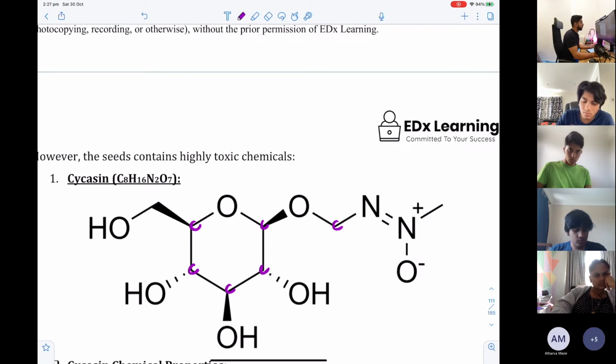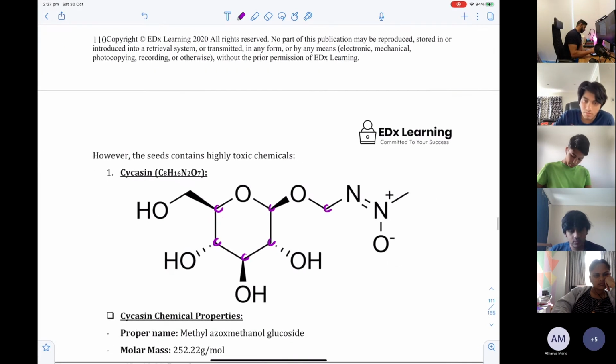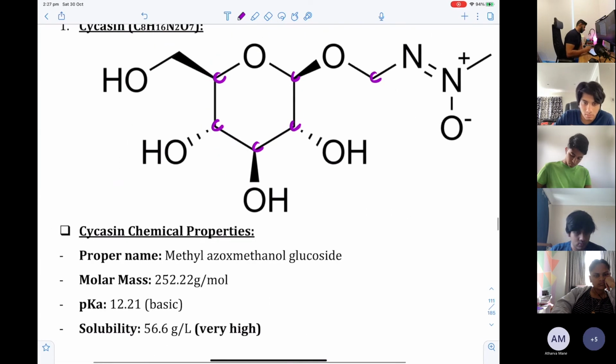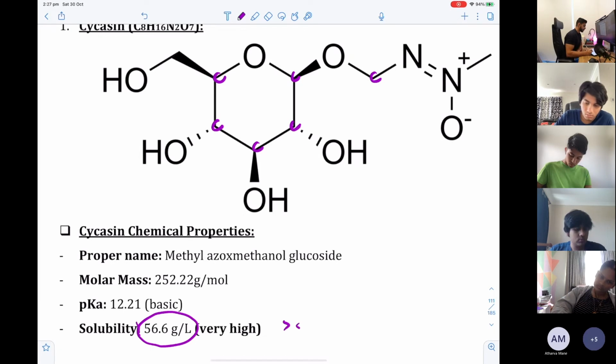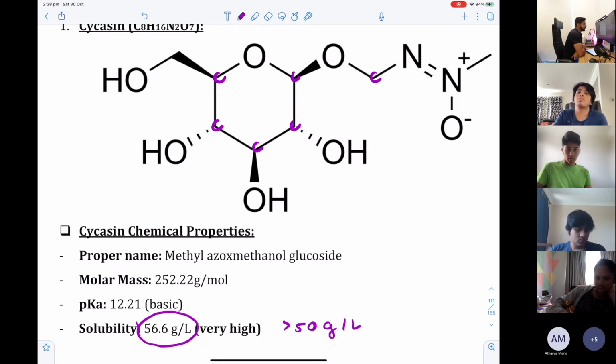Now I want you to think about what you would do, right? I'm going to give you a few properties of cycasin, and I want you to tell me what you could do to detoxify this food source. So one of the key properties here is that it is very highly soluble, right? Maybe you can just remember as a rule of thumb, solubility is even greater than 50 grams in a liter. So what could we do to detoxify cycad seeds if we were to consume them?